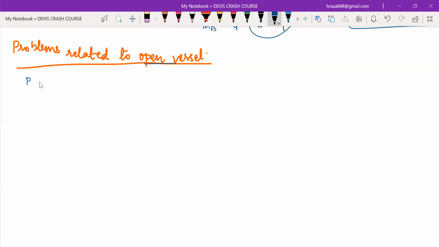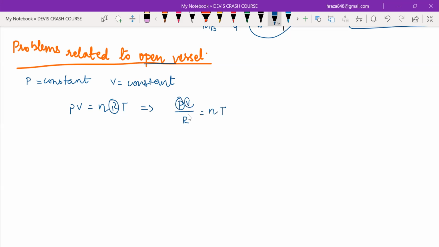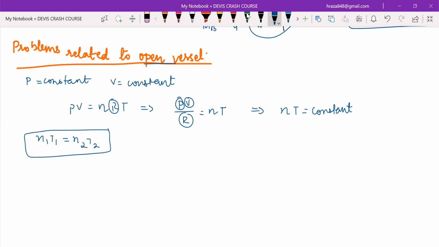Problem related to open vessel. In an open vessel, pressure is constant as well as volume is also constant. Are you getting my point? That means PV is equal to nRT. You know that R is also constant. So PV upon R is equal to nT, and this is always constant. That means nT is constant, right? That means we can write n1T1 is equal to n2T2. We can use this formula.